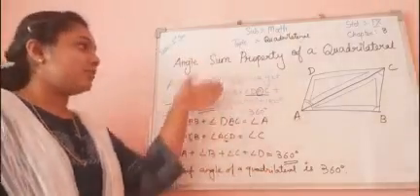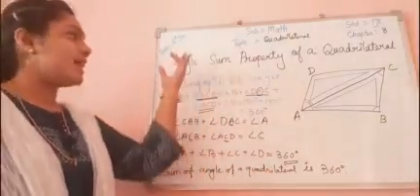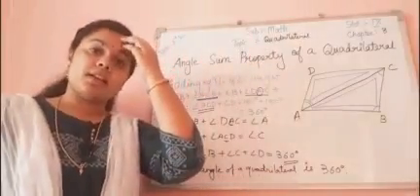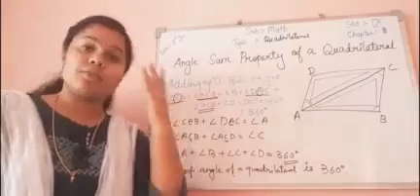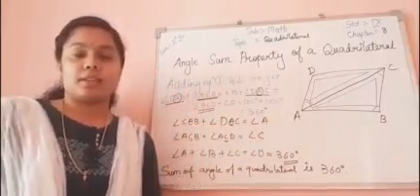So one of the properties we have already covered, that is the angle sum property of a quadrilateral. Next, we will be dealing with the types of quadrilateral.